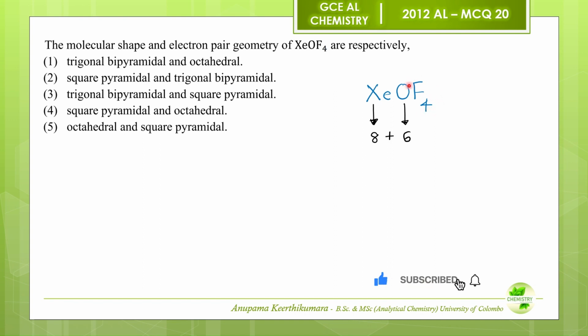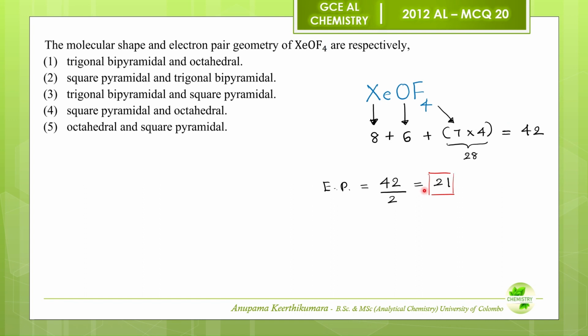But there are 4 fluorine atoms in this molecule. Therefore, the total number of valence electrons in these 4 fluorine atoms is 7 times 4, that is 28 electrons. Therefore, the XeOF4 molecule contains 42 valence electrons. These valence electrons exist as electron pairs. Therefore, we will calculate the number of electron pairs in this molecule. This molecule contains 21 electron pairs. These 21 electron pairs exist as bond pairs or lone pairs.